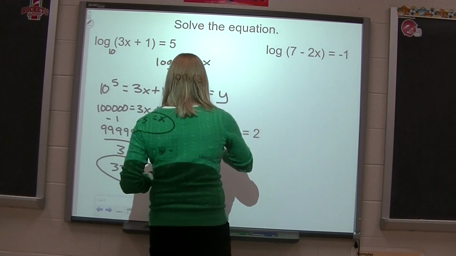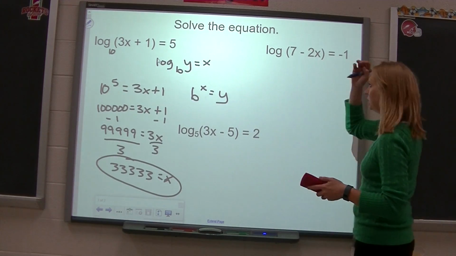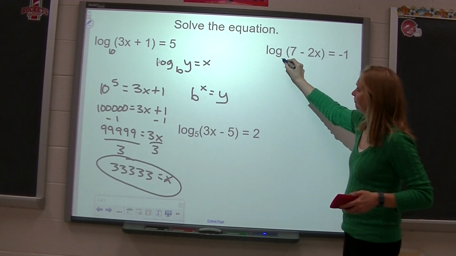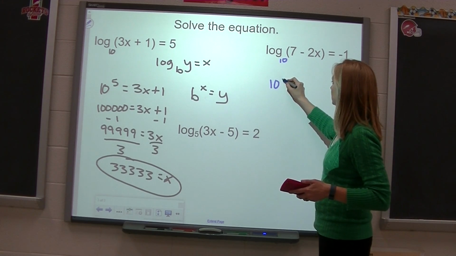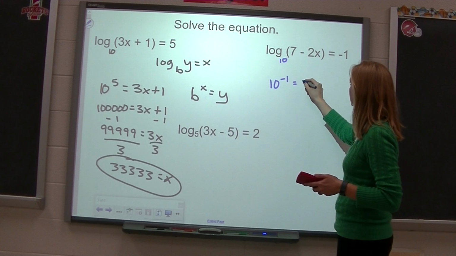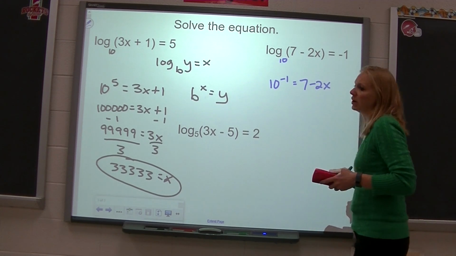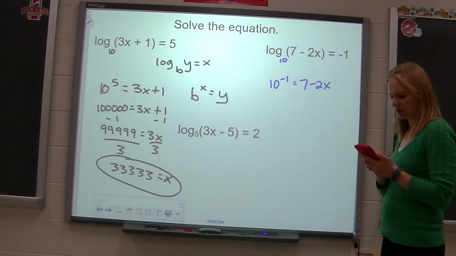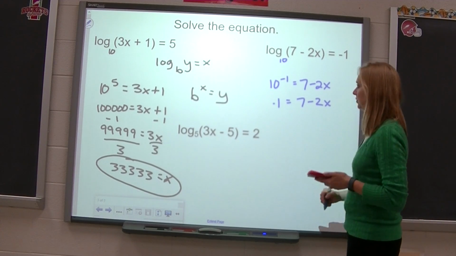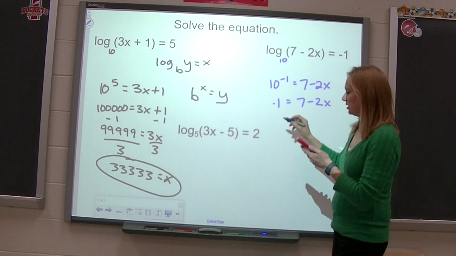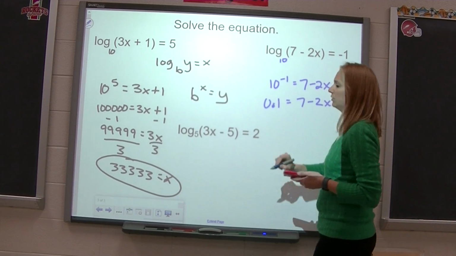Okay, let's look at this one here. Same scenario. It's base 10. So this is 10 to the negative first power equals 7 minus 2x. Okay, well 10 to the negative first power is 0.1. And that equals 7 minus 2x again. Now, I said that's a 0.1, not a negative 1.